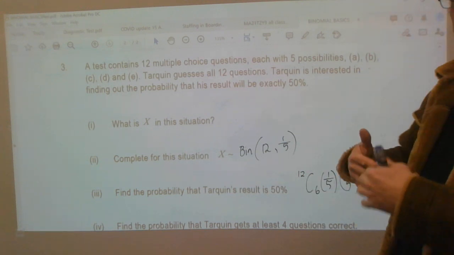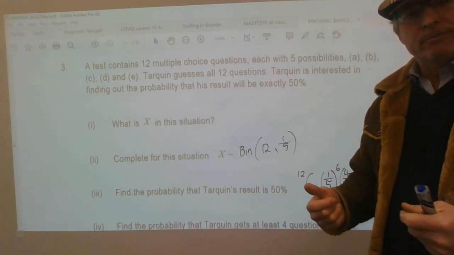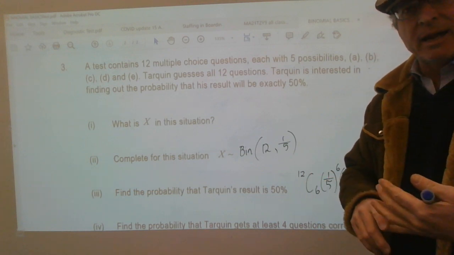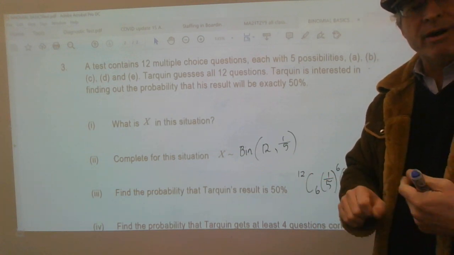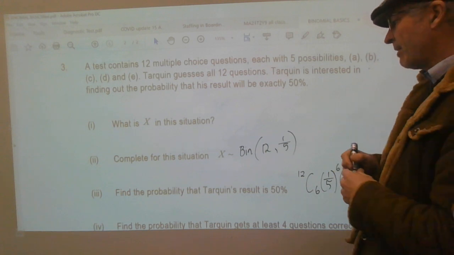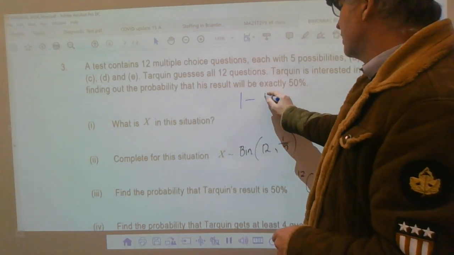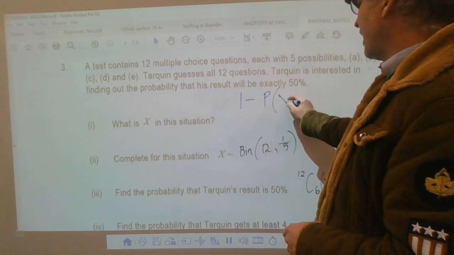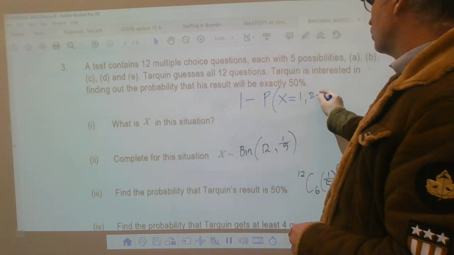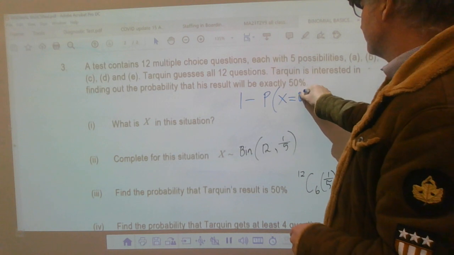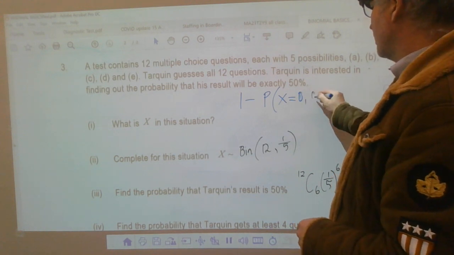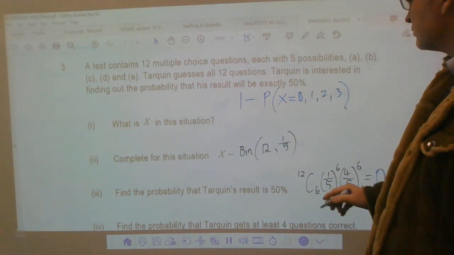So instead of at least 4 questions, I'm going to find the probability of none, 1, 2, or 3, and subtract that away from 1. So I'll write that up here. 1 minus the probability that X equals 0 or 1 or 2 or 3.